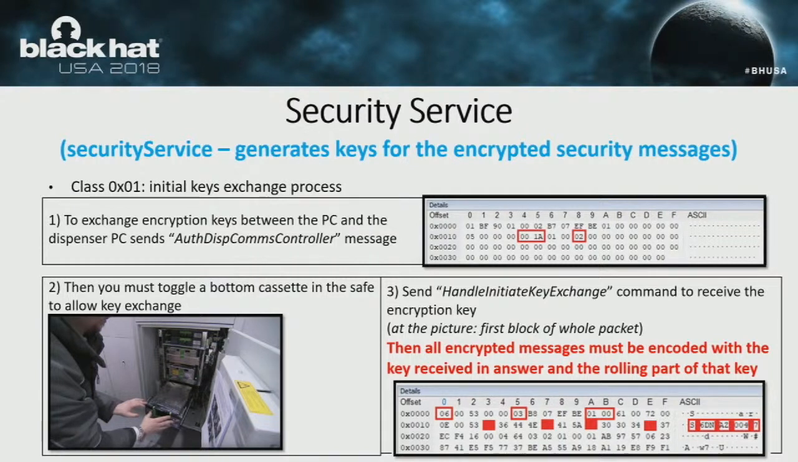Encryption keys have rolling types. It means that every key for every message will be different because of the rolling component, like a session number. Okay, you think it's possible to intercept the packet with the initial key and use it then?